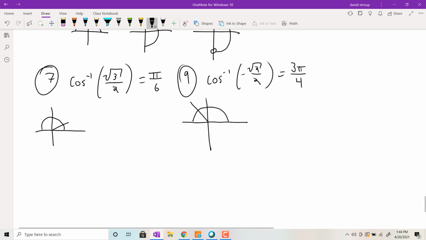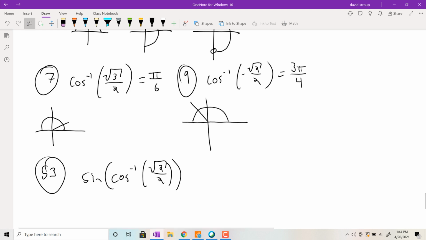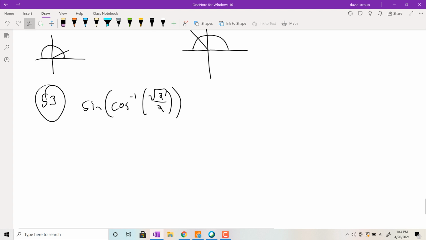Okay. There's also these problems where you're doing something like the sine of cosine inverse of something. For these, you need to do the inside first and then do the outside. And I recommend that all the time. If you have something like sine inverse of, I don't know, 1/2, evaluate the sine inverse of 1/2 first.